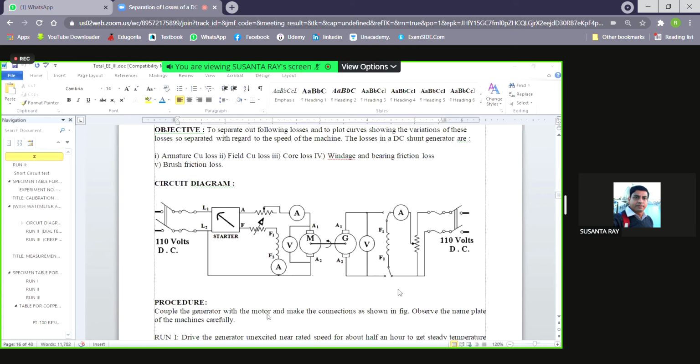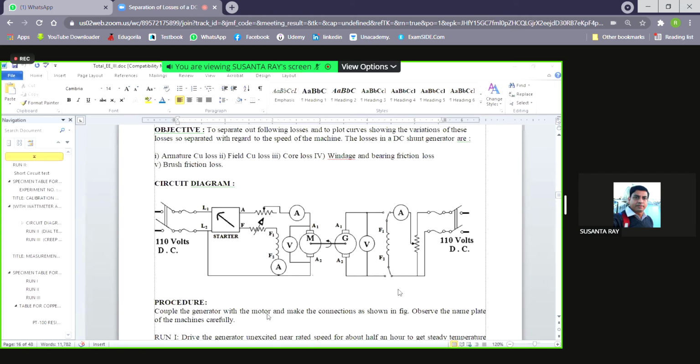Only the field winding is connected to the supply. So another supply terminal we have used for the field winding of the generator. Why? Because it's basically a separately excited mode of the DC generator. We are exciting the field by an additional voltage supply, not the voltage which will generate across the armature. We are using a separate, an additional, an extra voltage supply to excite the field winding.